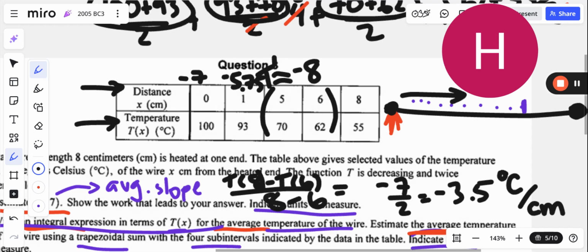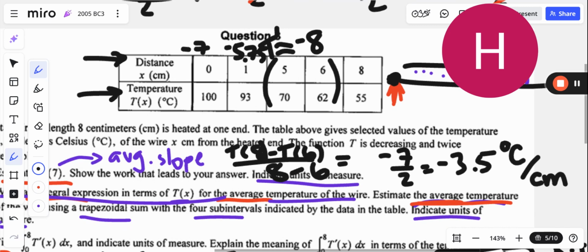But then on the interval from 5 to 6, the average was -8. So what that means is that the second derivative, or in other words, the derivative is increasing, but then it starts decreasing. And if the derivative is increasing, that means concave up. But if the derivative starts decreasing, that means concave down.